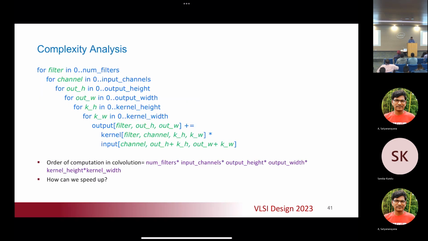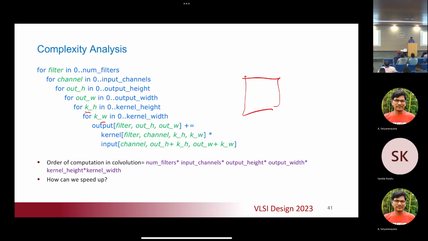Let's do the complexity analysis. So what does it look like? We have a number of filters. So for filter equal to 0 through number of filters, we have a number of channels. Initially the channels are RGB, but in subsequent layers, whatever was the number of filters in the previous layer, that's the number of channels. And for the number of channels, we are computing the convolution output, for output height and output width. And this is the filter height, and this is the filter width, and this is the dot product computation. So that's your basic mathematical loop in the convolution function.